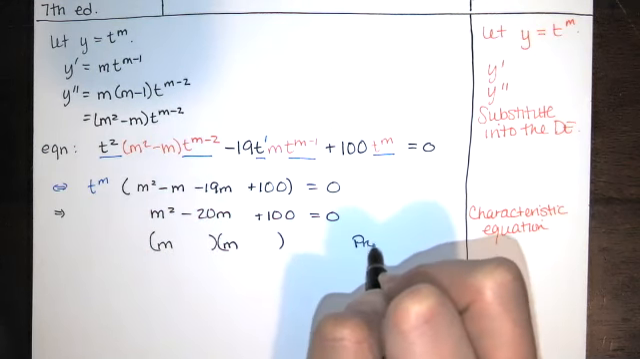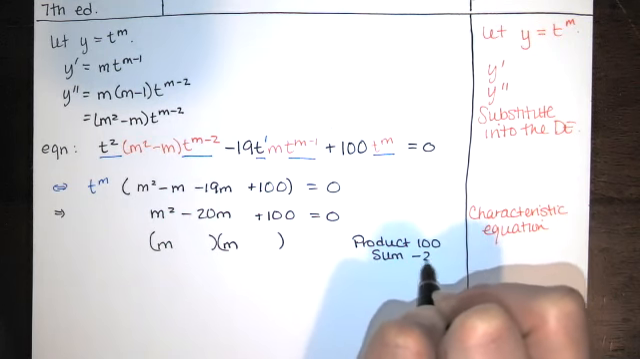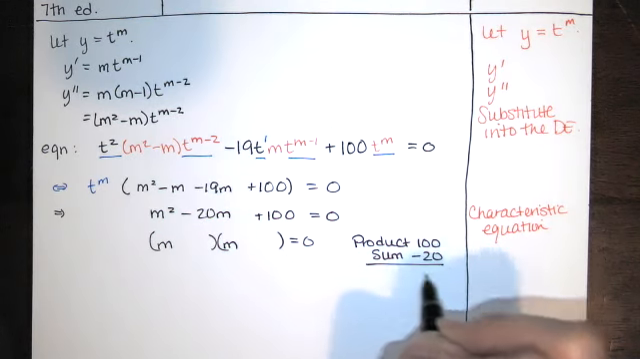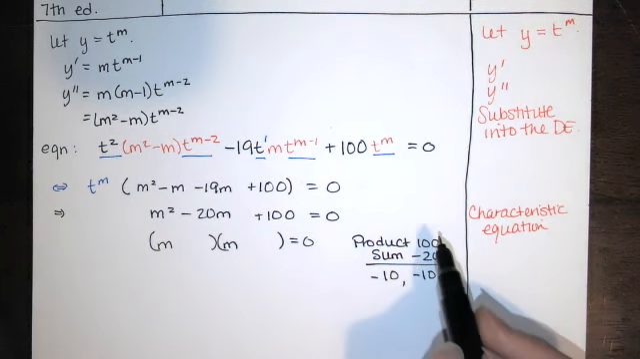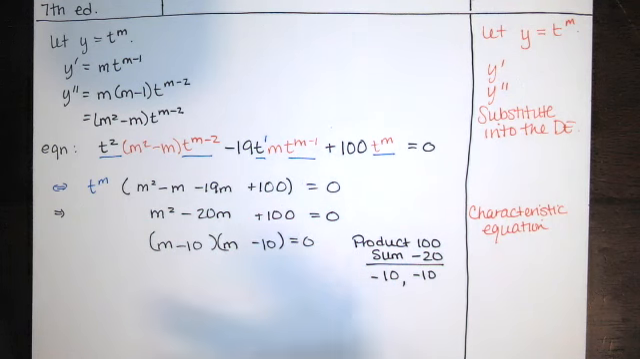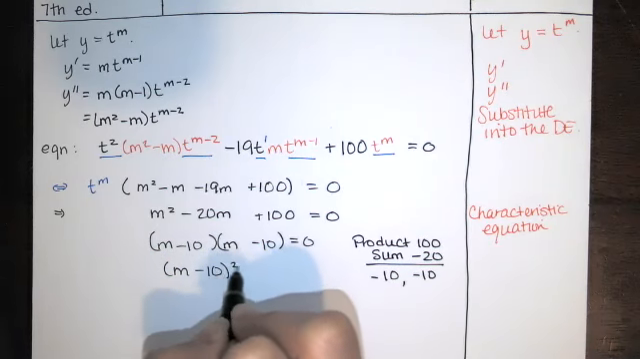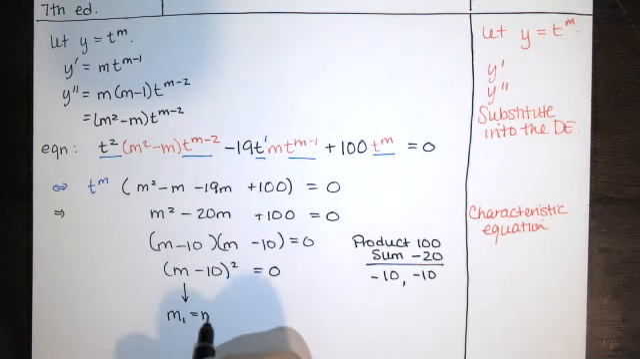I need two numbers that give me a product of 100 that add to 20, or negative 20, excuse me. 10 and 10 will work, if they're both negative. A negative times a negative is going to be a positive. It's going to give me a positive 100. And negative 10 plus negative 10 is negative 20. So we actually have a repeated root. This is m minus 10 squared equals 0. And that means we've got two values of m that are exactly the same. m equals 10 and m equals 10.